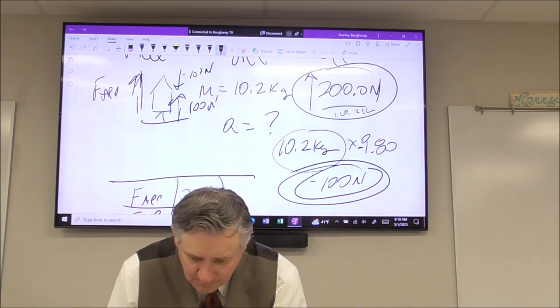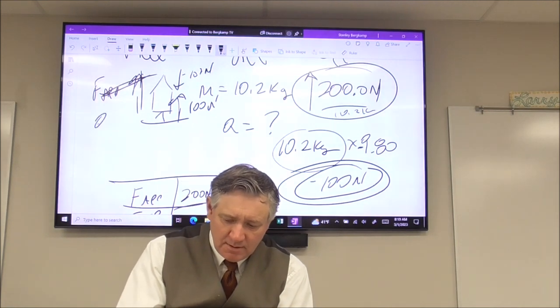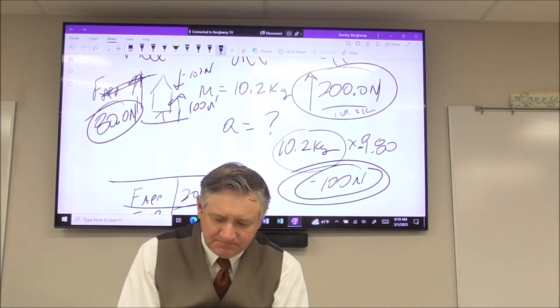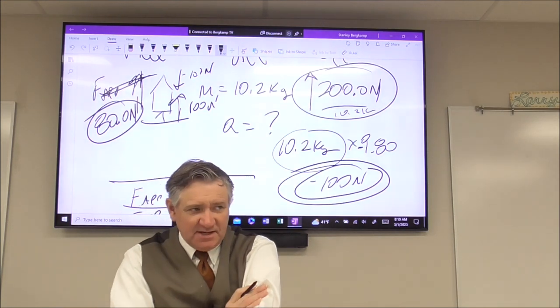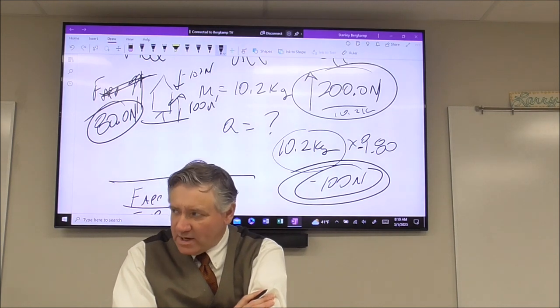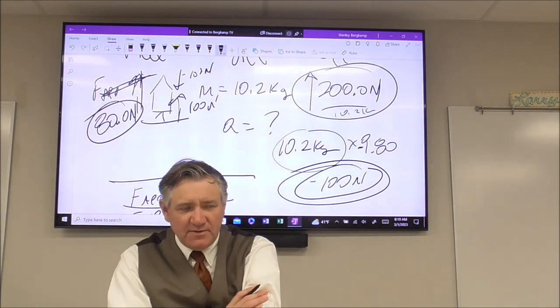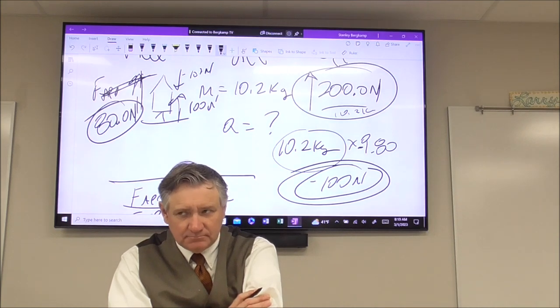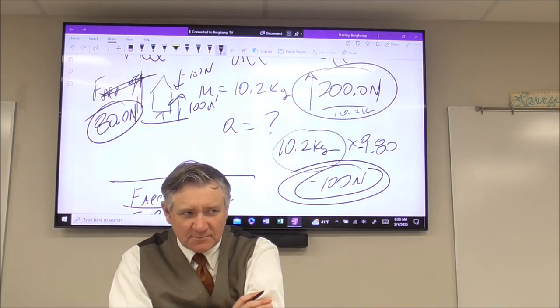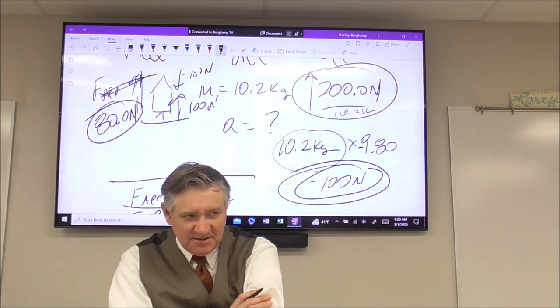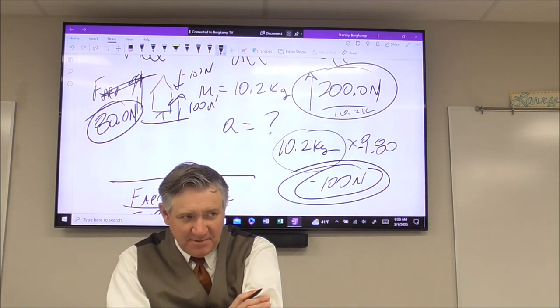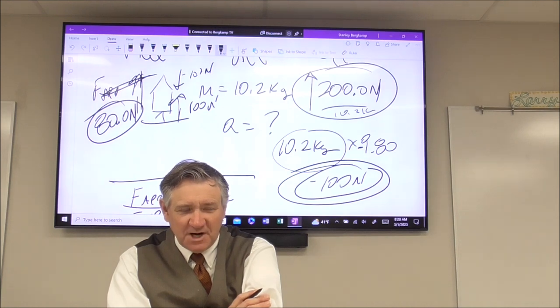Now, what if my applied force is 80 newtons? My applied force in the rocket engines is 80 newtons, and it weighs 100 newtons. What will be the acceleration of the rocket? Derek, the upward force in the rocket engines is 80 newtons. It's sitting on a launch pad. It weighs 100 newtons. What's the acceleration of the rocket? Do not make this difficult. You are making this difficult.